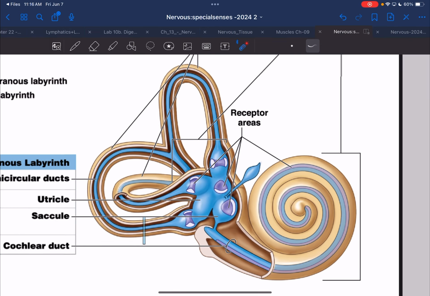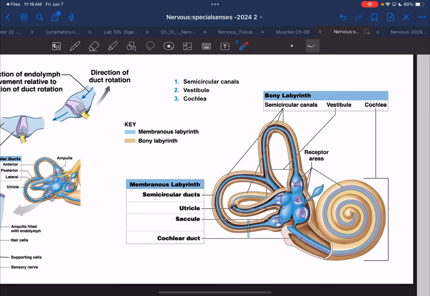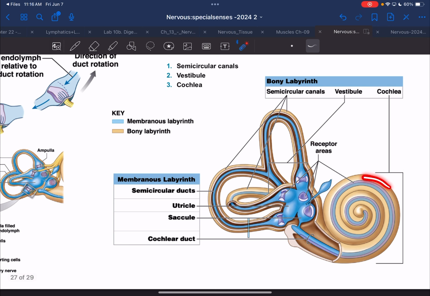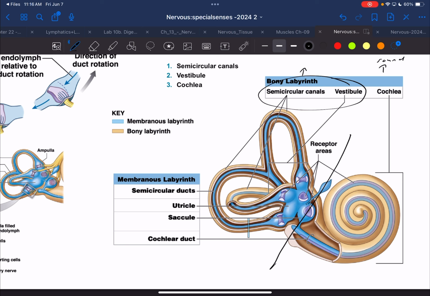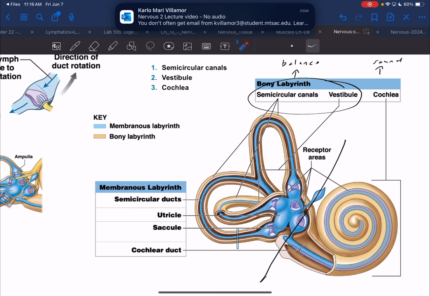Now, what exactly is in this bony labyrinth? First, what are the regions to it? You have the cochlea, vestibule, and semicircular canals. The cochlea is going to be this spiral portion responsible for sound, recognizing sound, hearing. This other region, the vestibule and the semicircular canals, these are responsible for balance. What's it called when you can't balance? Vertigo.